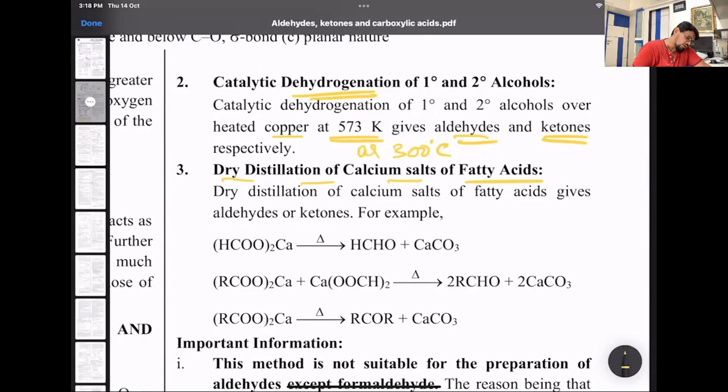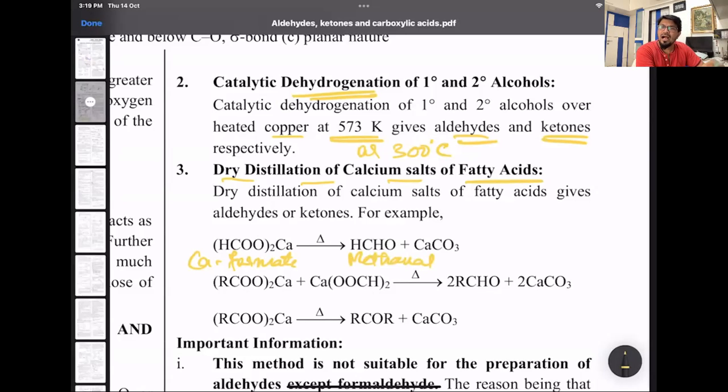So here we have a salt that is calcium formate, calcium salt of formic acid. If you heat it, dry distilled, it's decarboxylation, removal of carbon dioxide in the form of calcium carbonate. It forms respective formaldehyde plus it gives calcium carbonate.